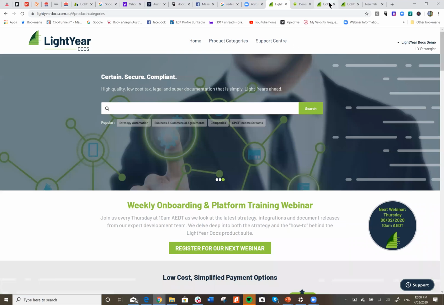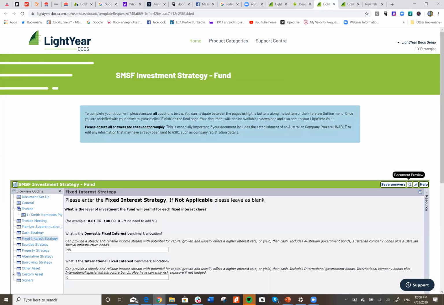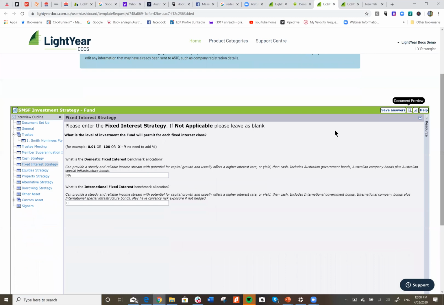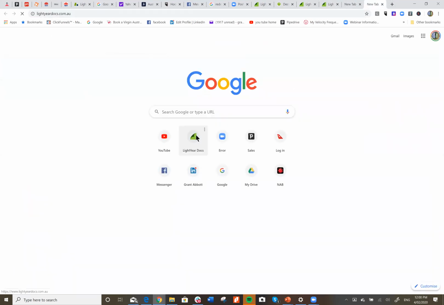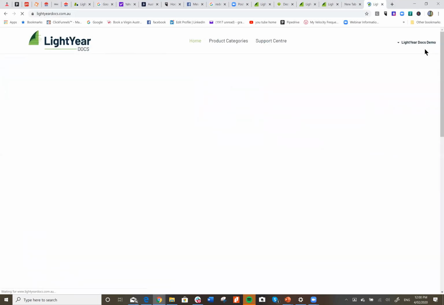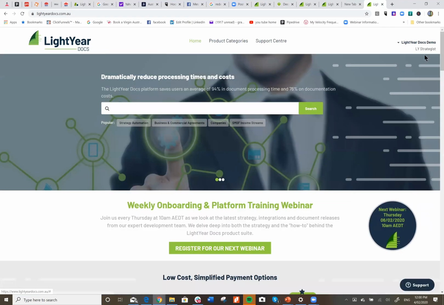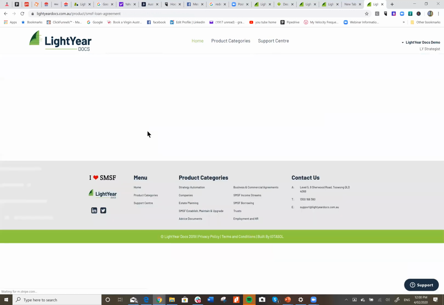So let's have a look here. I've got an SMSF strategy for a fund. This is one that I did recently. To get a new document, all I need to do is, you can see I've popped up here, I've got LightYear Docs demo. I'm an LY strategist. I want to do an SMSF loan. I like using this because I sort of know what's in there. And up will pop the SMSF loan agreement.